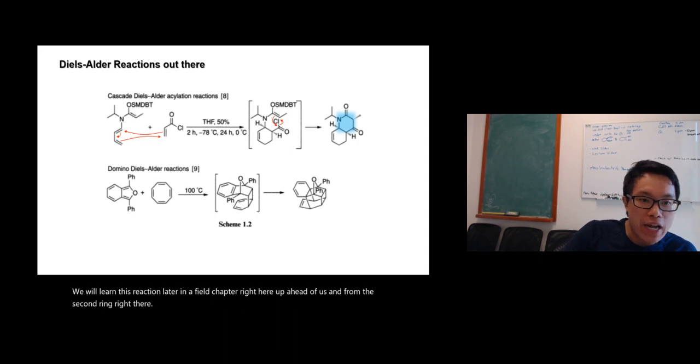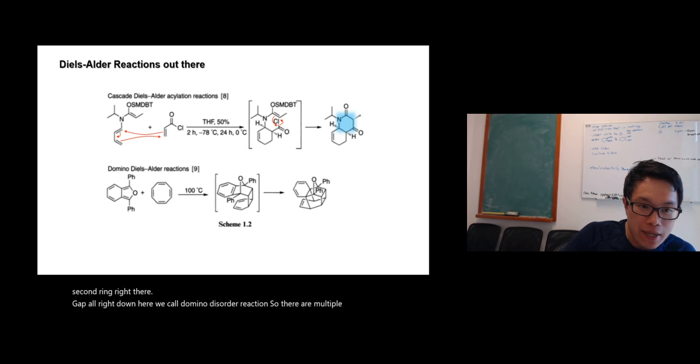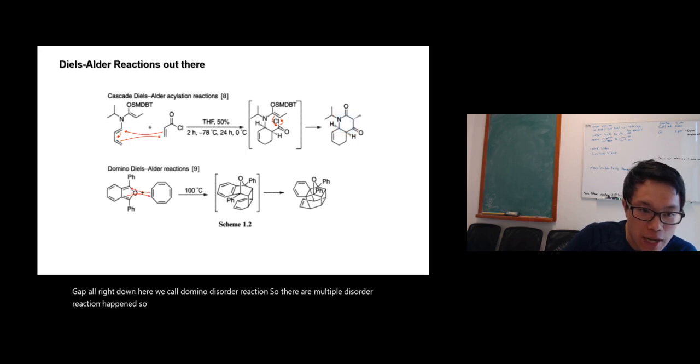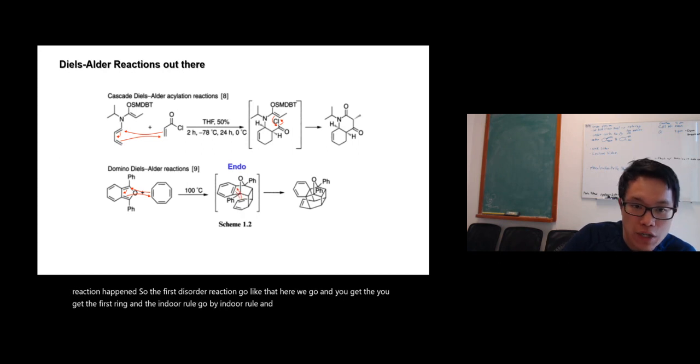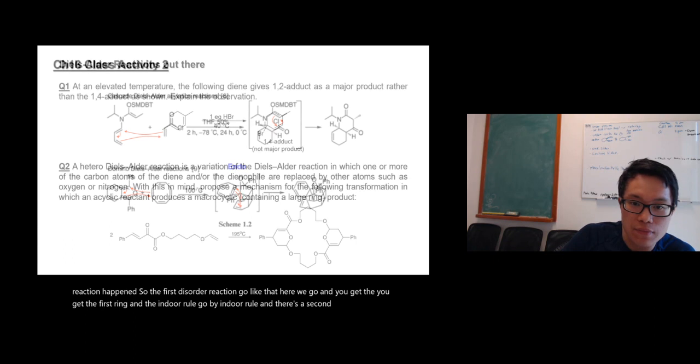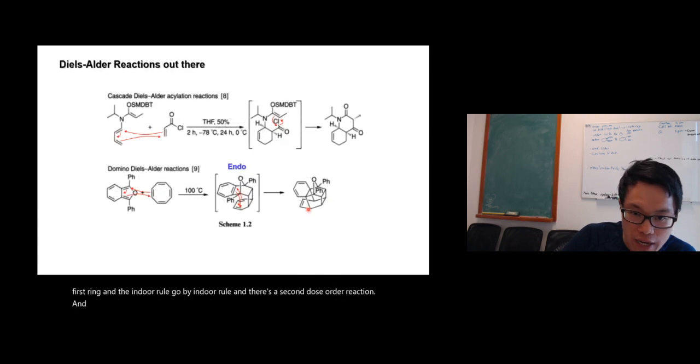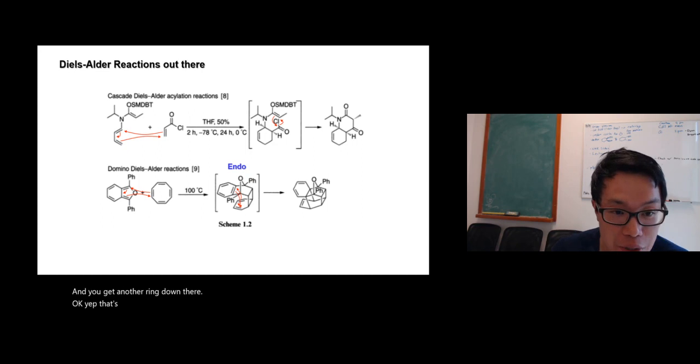Okay, all right, down here we call it a domino Diels-Alder reaction. So multiple Diels-Alder reactions happen. The first Diels-Alder reaction goes like that. Here we go, and you get the first ring, going by the endo rule. And there's a second Diels-Alder reaction. Oh, and you get another ring down there. Okay. Yep, that's interesting. That's how they do it too.